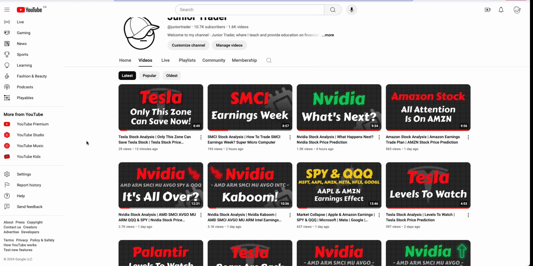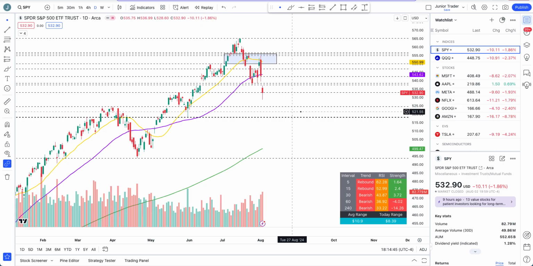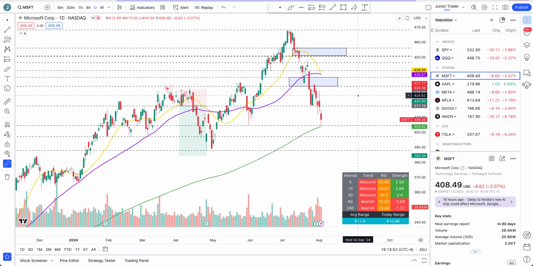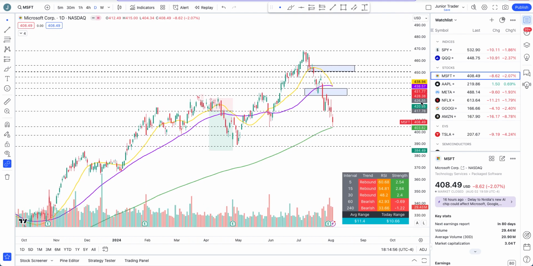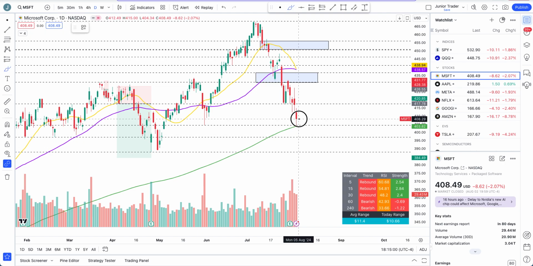All right, so let's come back here to our technical analysis. Starting off with tech stocks, because they will define pretty much what SPY and QQQ are doing. So let's start off with Microsoft. Now, Microsoft is at a very important level, and we are just testing the 200 days moving average.